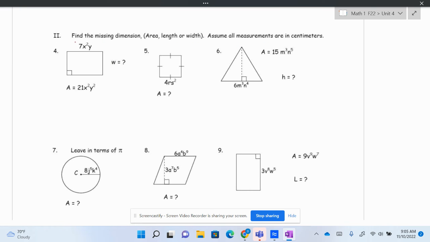Okay, we're not going to do all these problems. Number 4, number 6, number 7, and number 8. Okay.